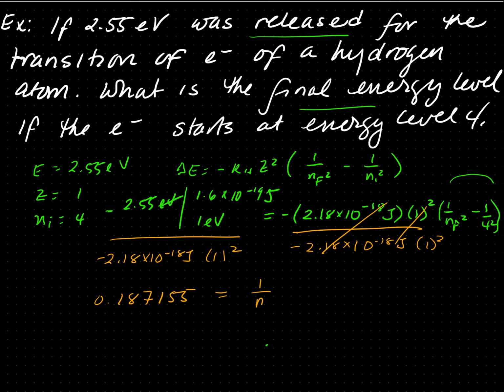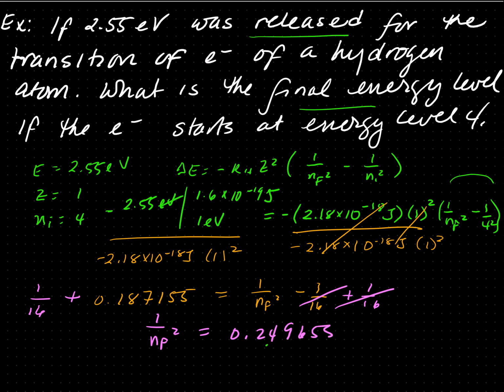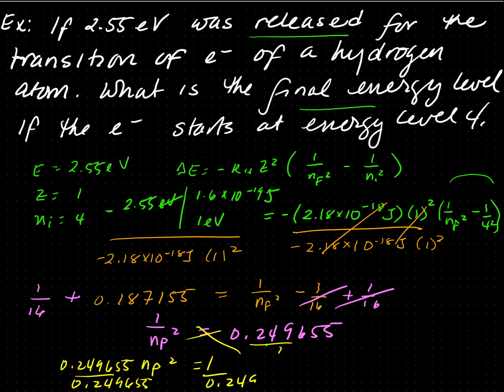This is equal to 1/n_f squared minus 1/16. So to isolate n_f squared, I need to add 1/16 to both sides. So 1/n_f squared is going to equal 0.249655. And at this point, if you are stuck, cross multiply, because the denominator of the right side is 1. So if I cross multiply, this is going to be 0.249655 n_f squared, and 1 times 1 is 1. So I need to divide both sides by 0.249655, and then I need to take the square root. So n final is equal to 2. So the final energy level is 2.